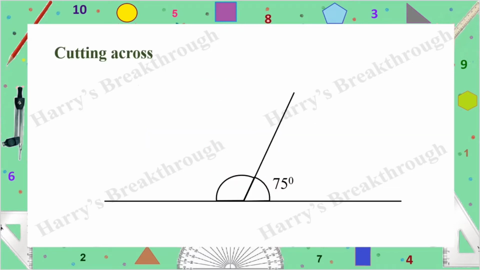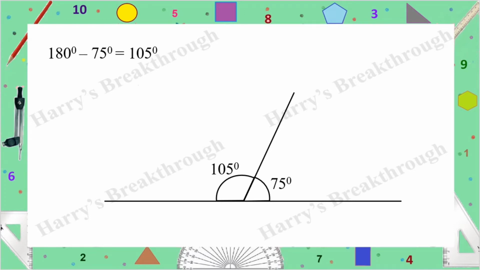The topic is cutting across. Here you can see a linear pair and one angle is given, that is 75 degree. In this figure, how much is the angle on the left side? How can we find that? We can subtract 75 from 180 degree, right? So 180 degree minus 75 degree is equal to 105 degree.